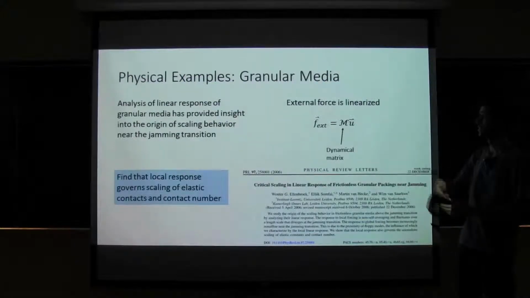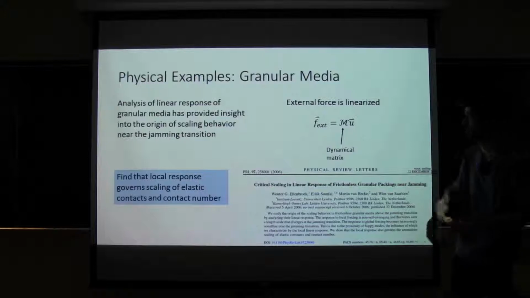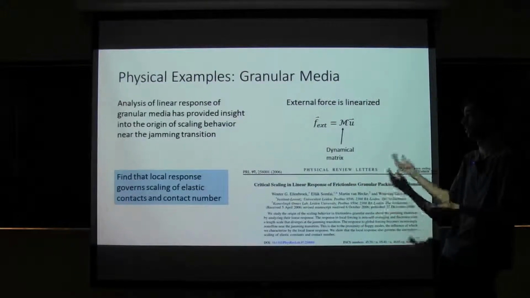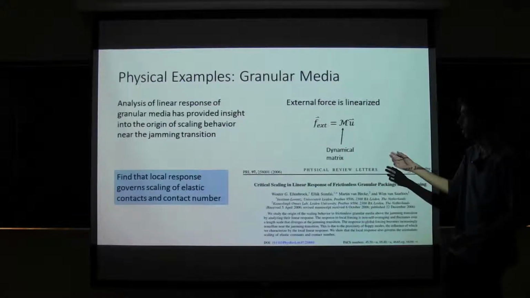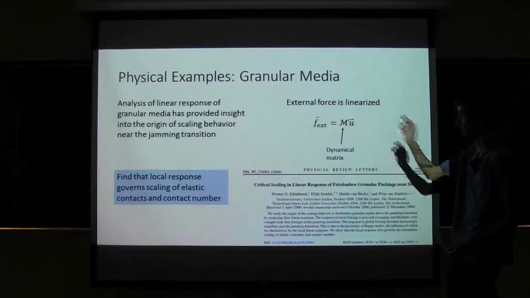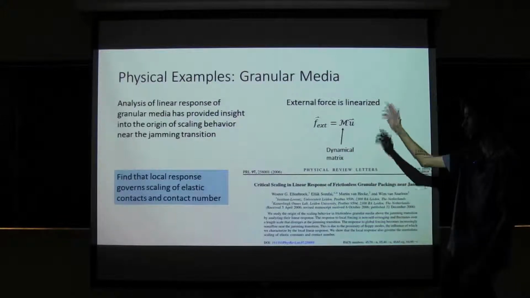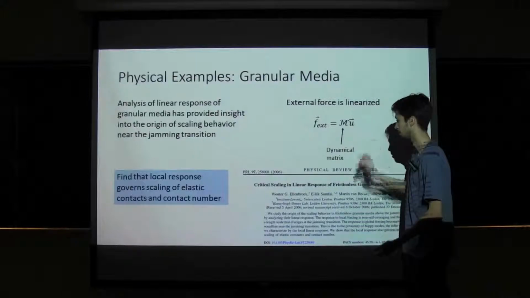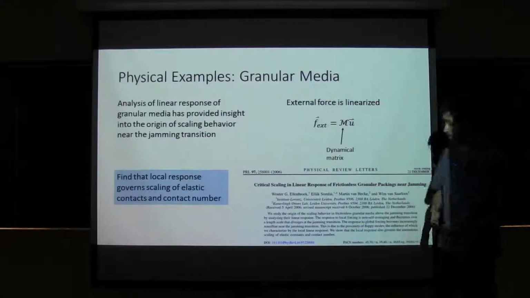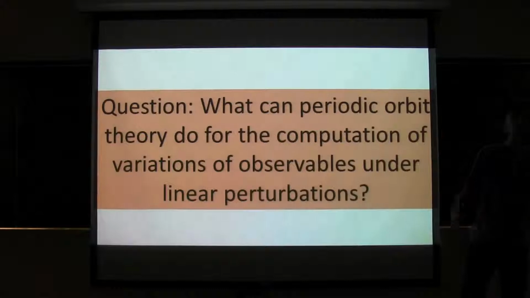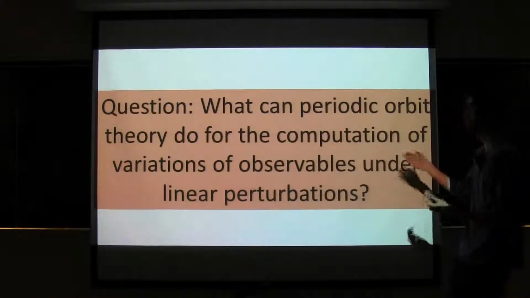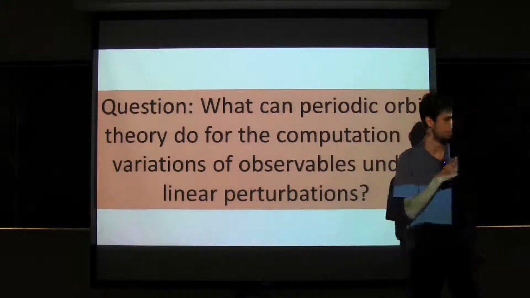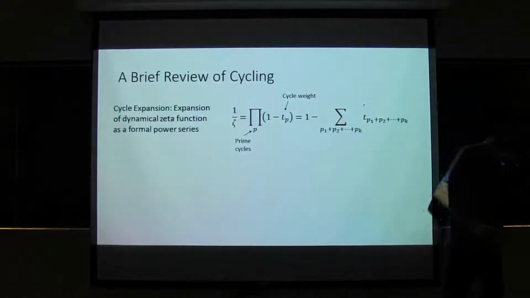And so another case of physical example would be granular materials. So people have analyzed this linear response of granular materials to study the scaling behavior of different constants near the jamming transition, such as the elastic contacts and the contact numbers. They linearize these forces in terms of a dynamical matrix, and that's another interesting case. But the question that I want to talk about today is, what can periodic orbit theory do for the computation of these variations of observables due to linear perturbations?